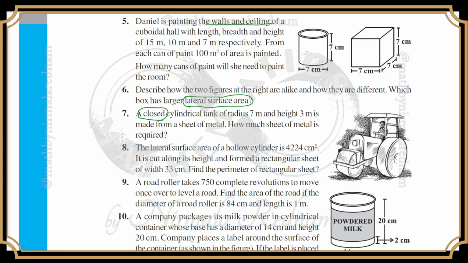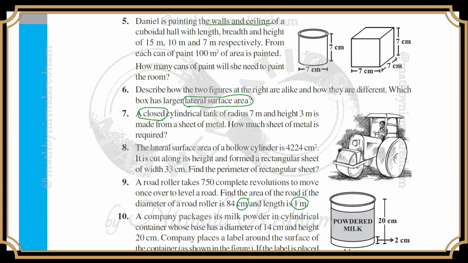Now they're saying that the diameter is given, that means I already know the radius of the cylinder, and the length is given. Length of the road roller is nothing but the height of the cylinder, right? You need to be very careful here: the length is given in meters and the radius is in centimeters. So I'm going to convert the height into centimeters. The length in this question is the height of the cylinder that we use in our formula. So these two are given to us.